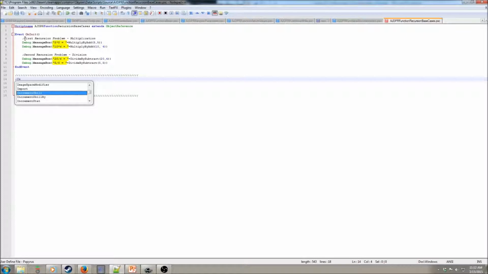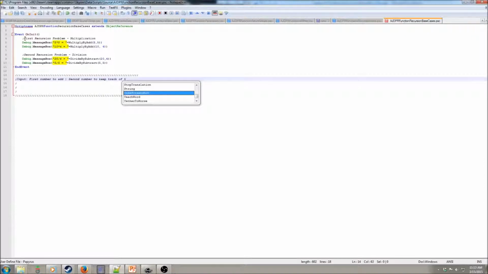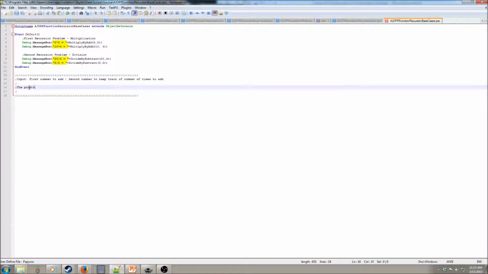Okay, so let's start off with multiplication here. First number to add, second number to keep track of number of times to add. Purpose of this function is to recreate multiplication via addition. Example, we're going to use 5 times 5 is going to equal 5 plus 5 plus 5 plus 5 plus 5. Okay.